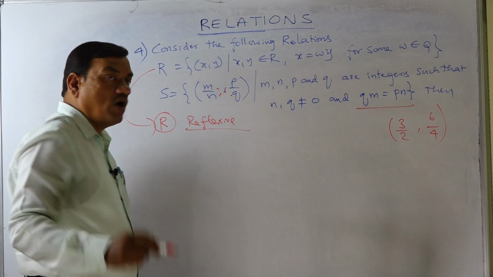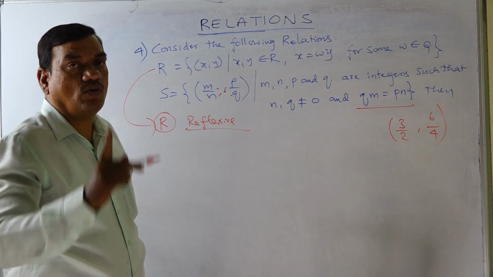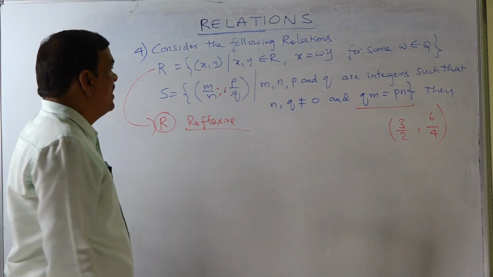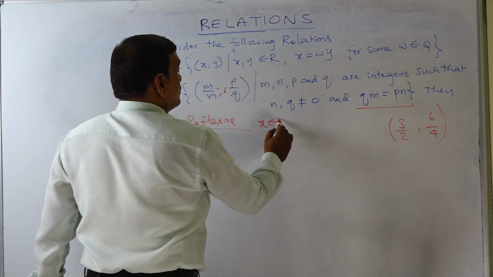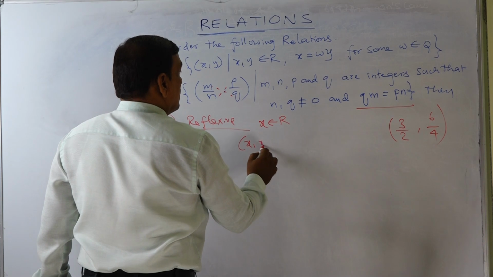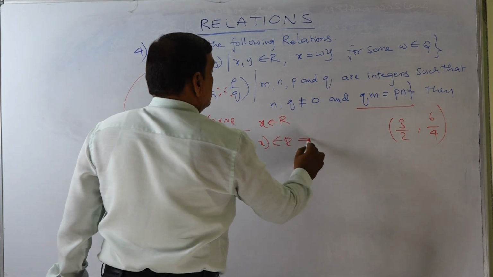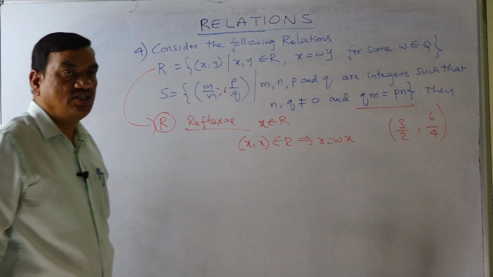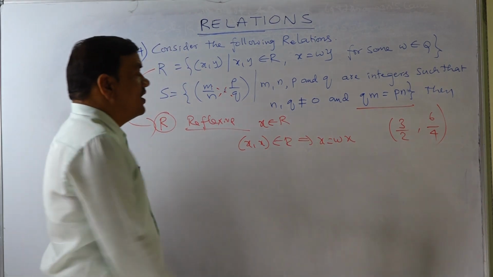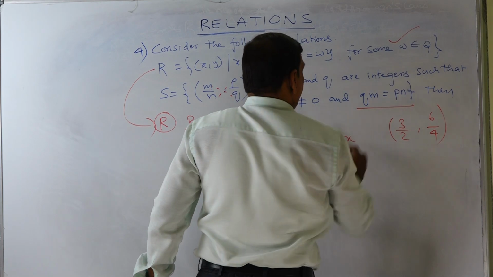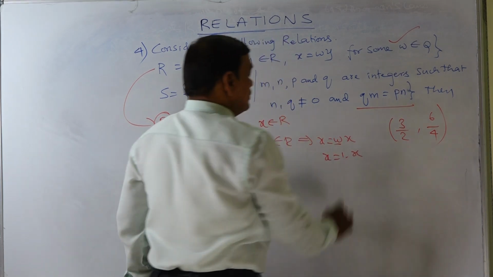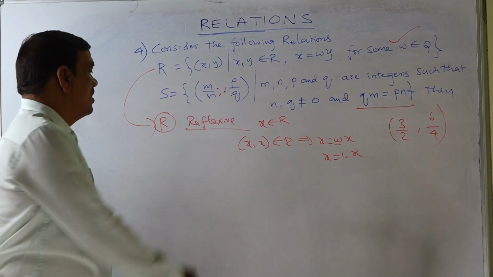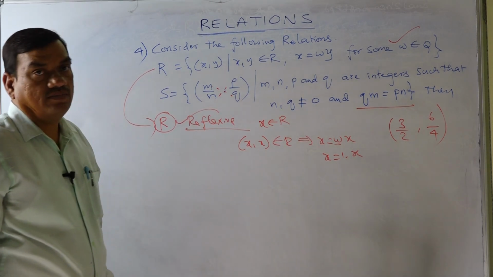Reflexive means what? You have to take any one number, one line, one triangle, any one item. Let us take that x belongs to real numbers. Therefore, (x, x) belongs to R, such that x is equal to wx. Is this statement right? Yes. What is w? w is a rational number. You can take x is equal to 1 into x, no? x is equal to 1 into x. 1 is a rational number. Yes. R is a reflexive relation.